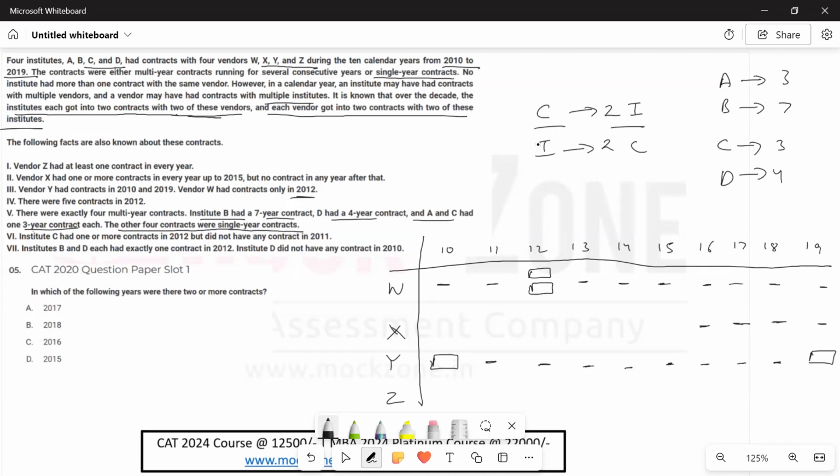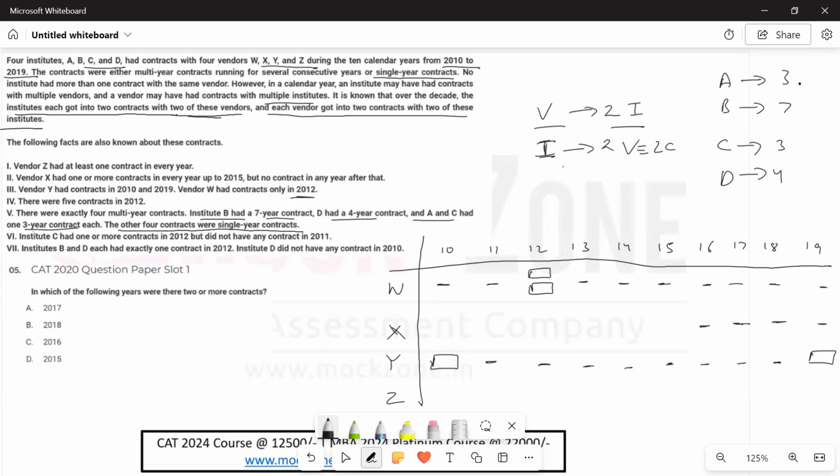So we know that each institute has two vendors. That means they have, ये C नहीं होना चाहिए, ये होना चाहिए V. Okay. So each vendor will have 2 institutes and each institute will have 2 vendors. That means each institute has 2 contracts. And we know that one of the contracts from each institute is a multiple year contract of 3, 7, 3, and 4. And the remaining 4 contracts were single year contracts.